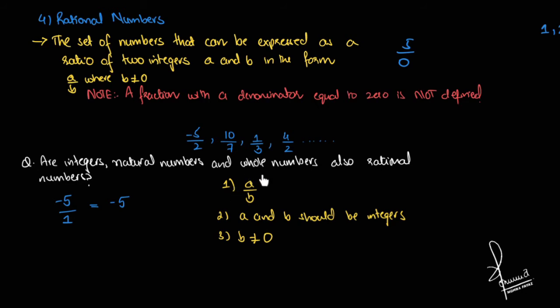Now A and B should be integers. So -5 is an integer, yes. 1 is an integer, yes. तो आपकी second condition भी satisfy होगी. अब जो आपका denominator है, that should not equal to 0. B is not equal to 0. 1 is not equal to 0. So yes, -5 and all integers are rational numbers. Natural number पे आ जाए.